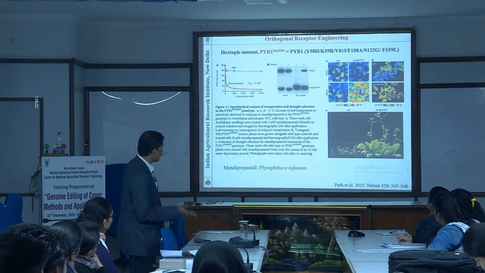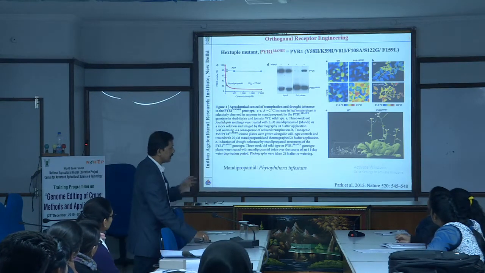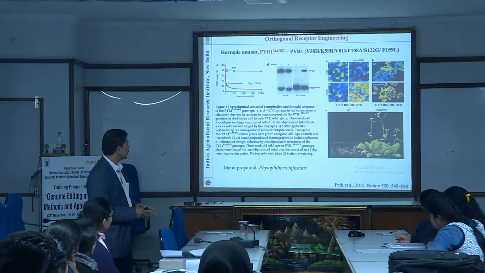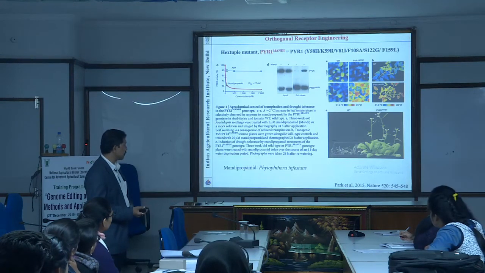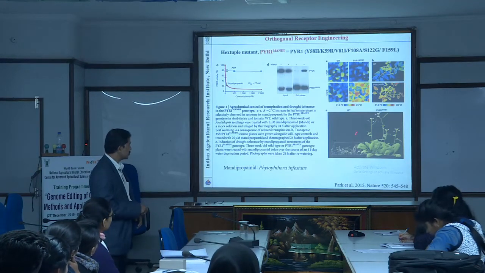So this is possible. We can use a CRISPR approach to make these kinds of edits in the receptor, so that you can engineer an orthogonal receptor in the plant, and you can use the agrochemical for control.